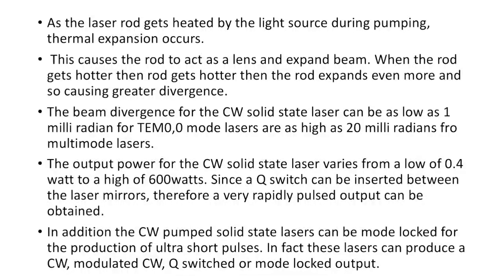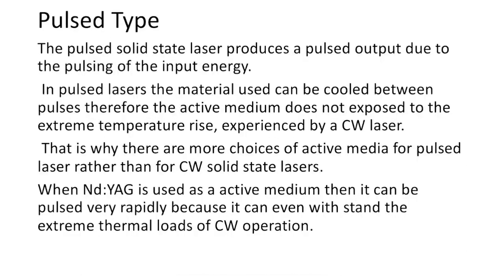The output power for the CW solid state laser varies from a low of 0.4 watt to a high of 600 watts. Since a Q switch can be inserted between the laser mirrors, a very rapidly pulsed output can be obtained. In addition, CW pumped solid state lasers can be mode locked for the production of ultra short pulses. In fact, these lasers can produce a CW modulated, CW Q switched or mode locked output.